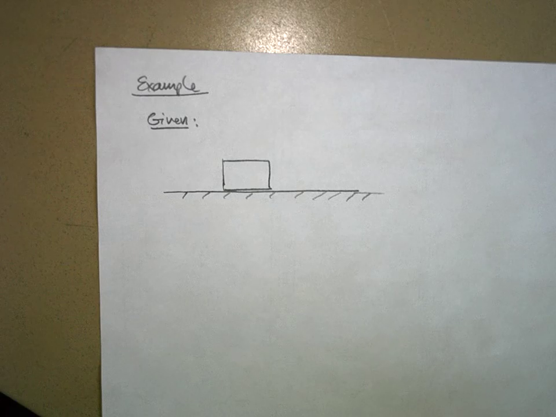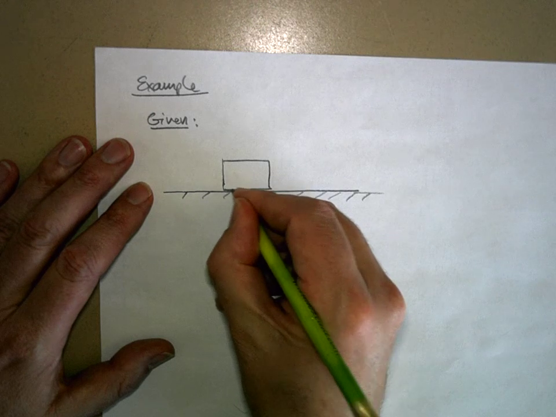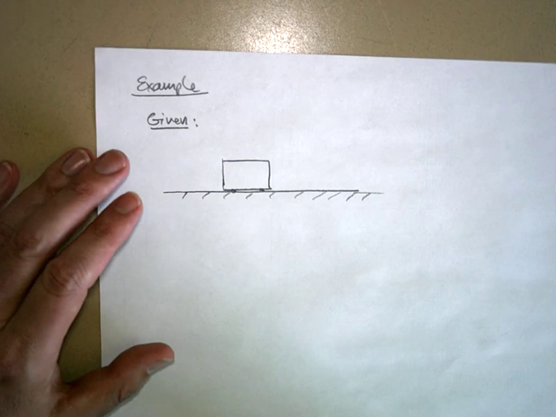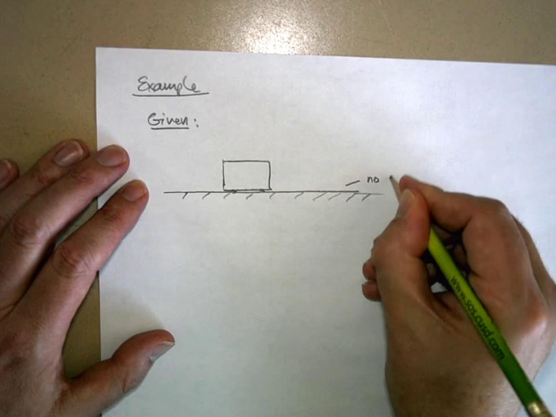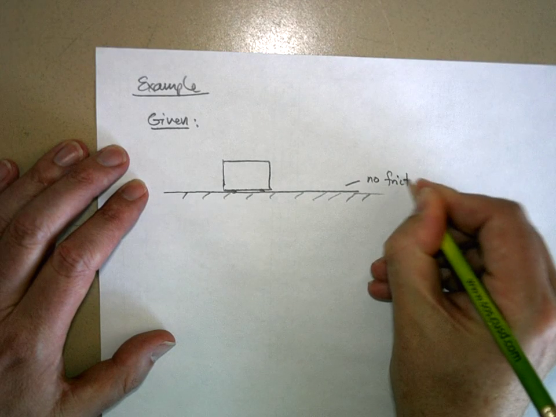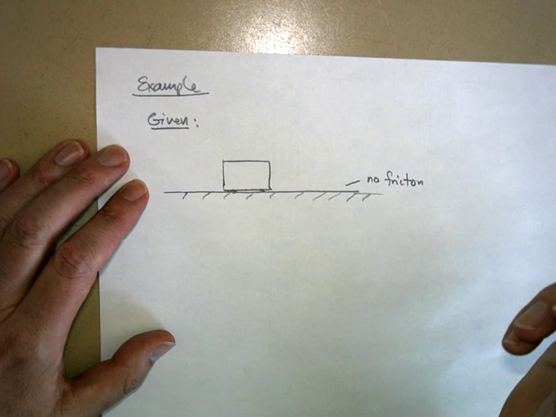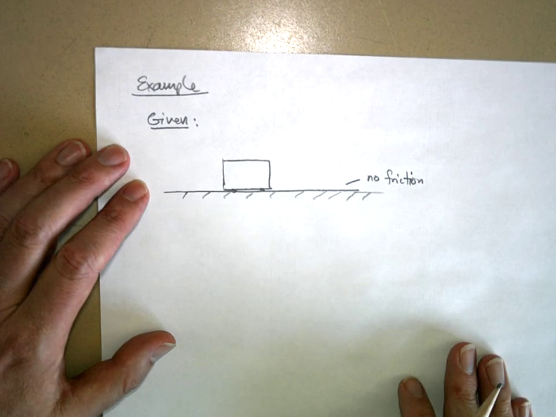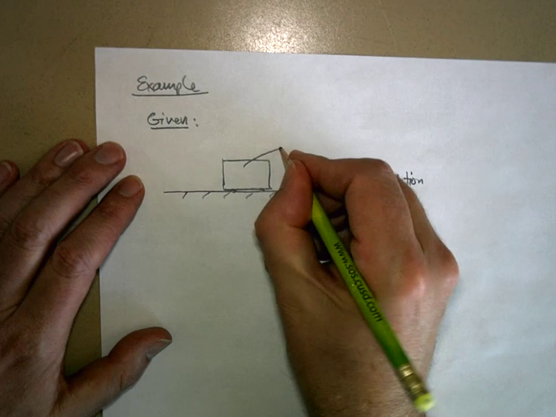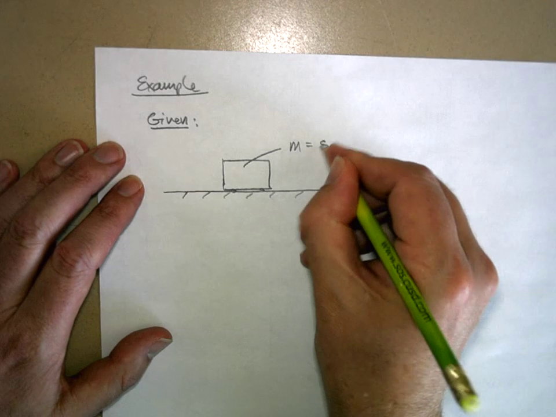Now, I'm going to put little magic wheels on this because we're not going to deal with friction yet. So there's no friction. No friction. And I'm going to say this has a mass of 50 kilograms. It's pretty heavy.